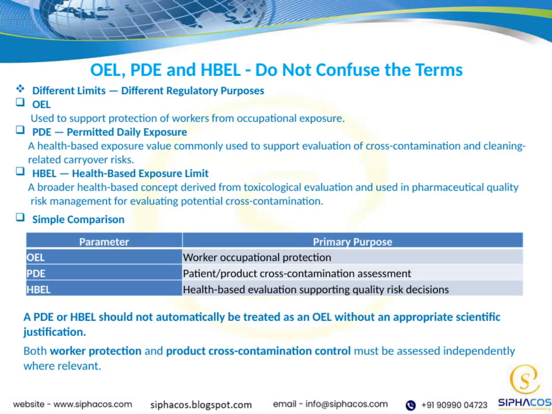Let's clear up a common misconception. A PDE or HBEL shouldn't just be treated as an OEL without solid scientific reasoning. These limits serve different purposes and protect different groups. Worker safety is the focus of an OEL, while PDEs help assess risks of product cross-contamination. HBELs take a broader view, supporting quality risk decisions based on health evaluations. So it's crucial to assess worker protection and cross-contamination risks independently, whenever they're relevant. Each limit has its own role, don't confuse them.